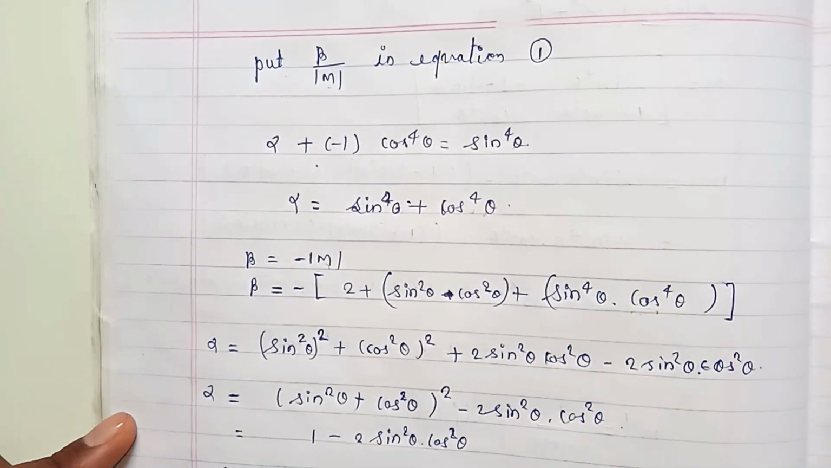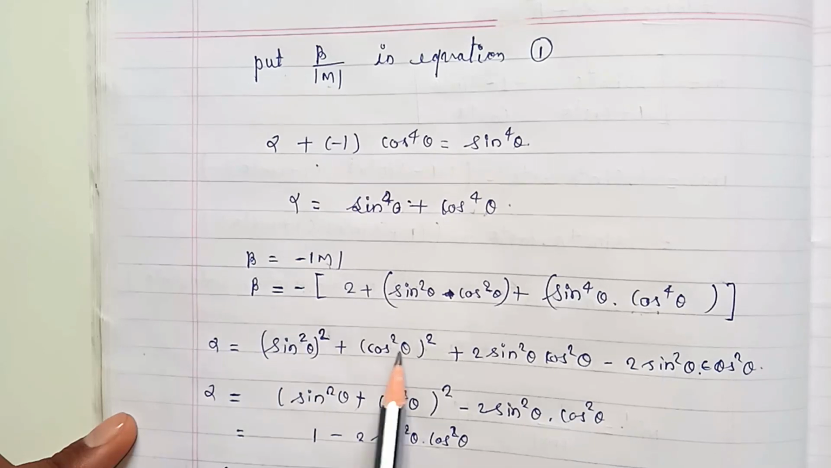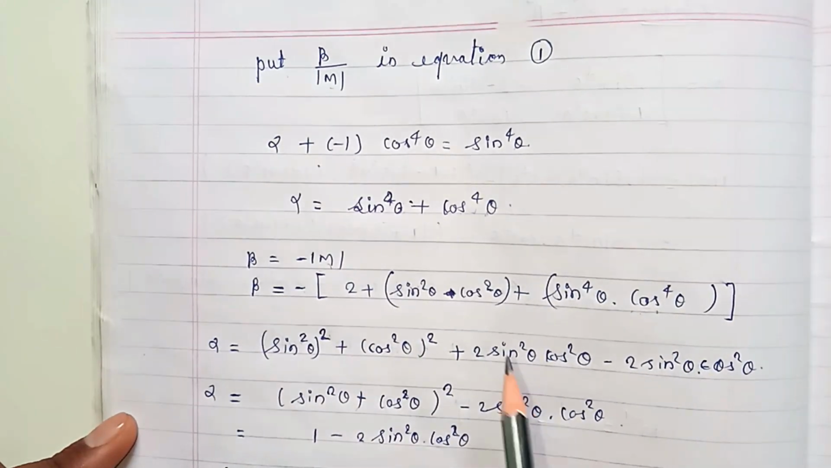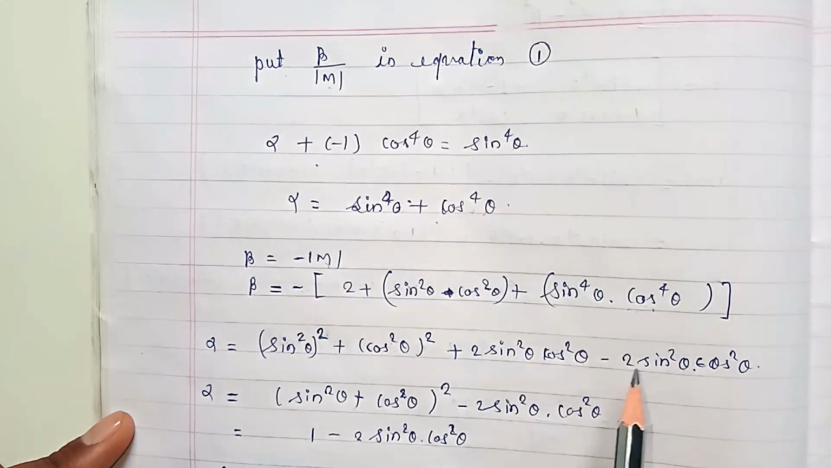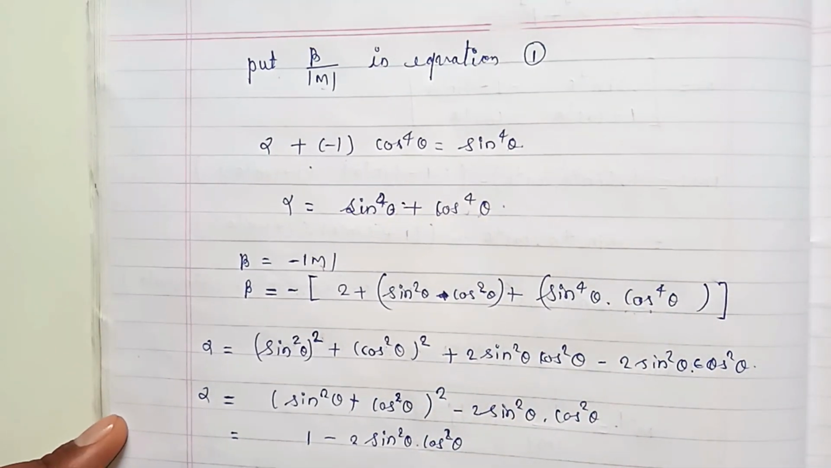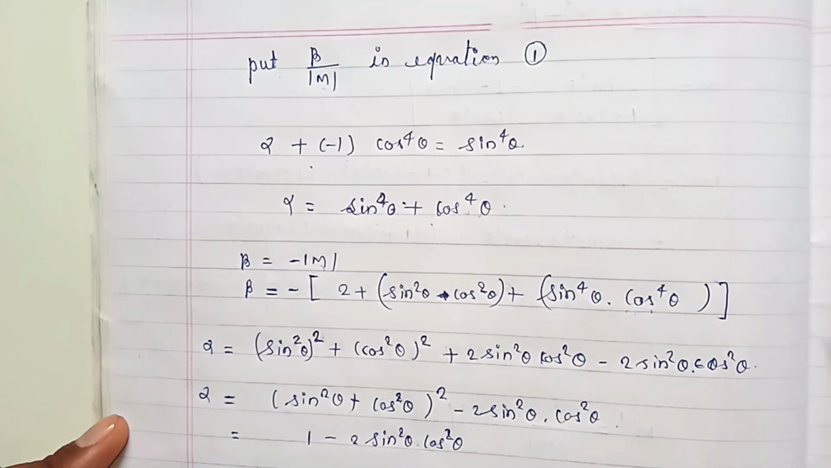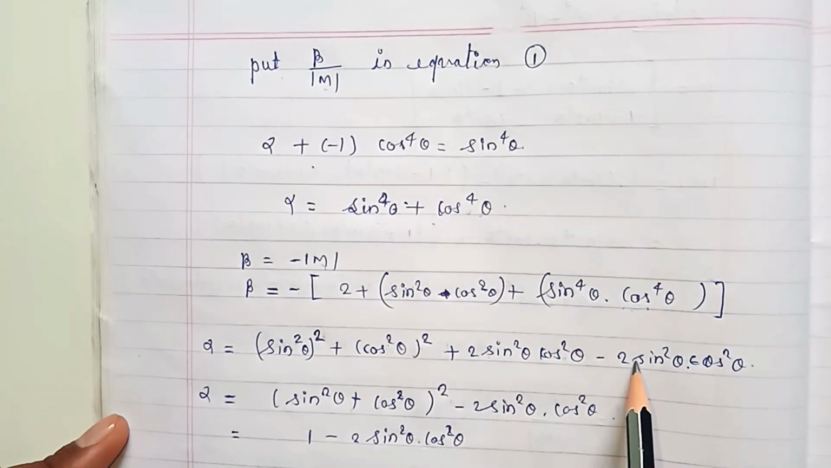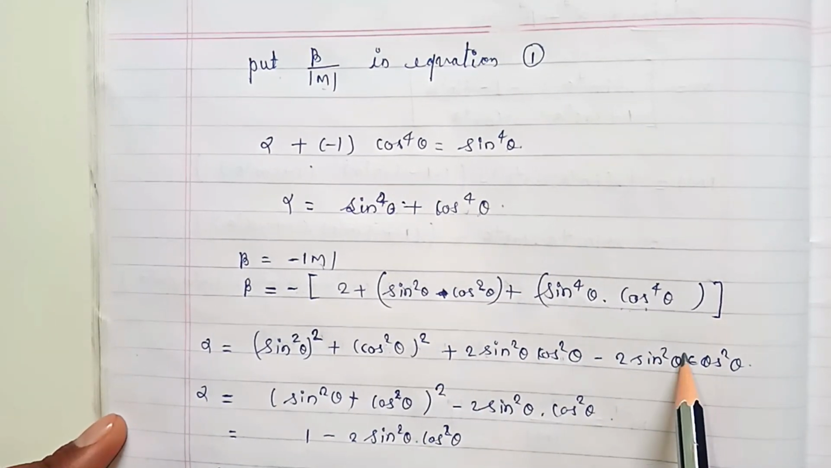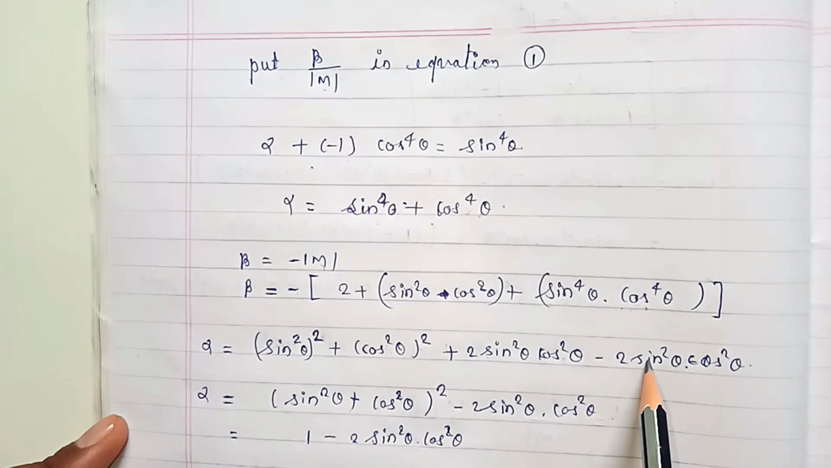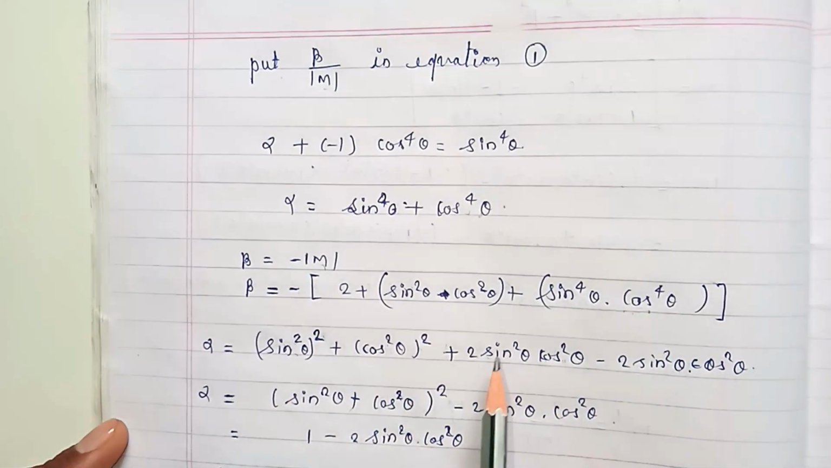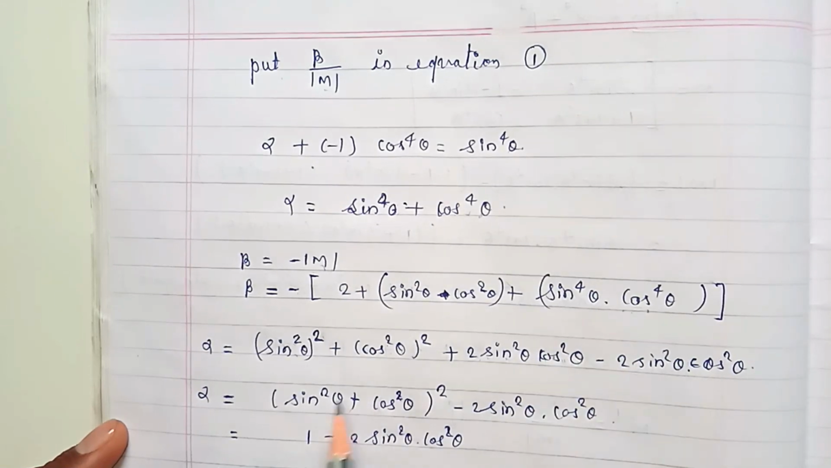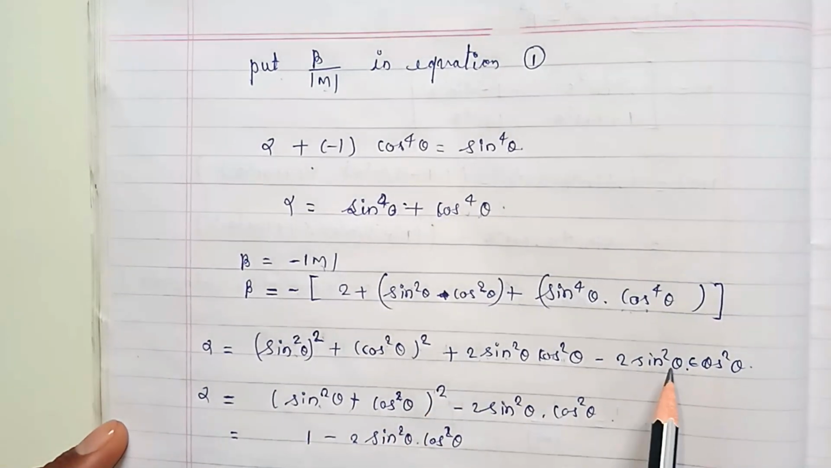But why did I add it here? Because we know that a square plus b square plus 2 times ab. So 2 times ab is not there, so I added 2 times a into b, and if you are adding, you subtract also, so our original term remains the same. So 2 sine square theta cos square theta minus 2 sine square theta cos square theta gives the value 0. That's why I added and subtracted. Now a square plus b square plus 2 times ab is the square of a plus b, bracket square, and the remaining term stays as it is here.